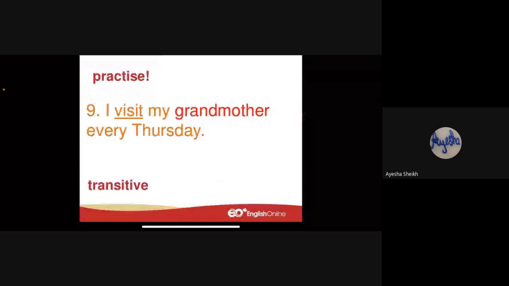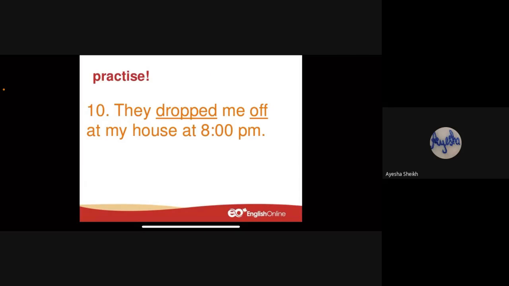Here you have to ask the question whom. I visit whom? My grandmother. So an object is given. The answer of what is not given, but the answer of whom is given. I visit. Whom do I visit? My grandmother. Then dropped off. Here it is only one word, though you can see two underlines, but it is together. Dropped off.